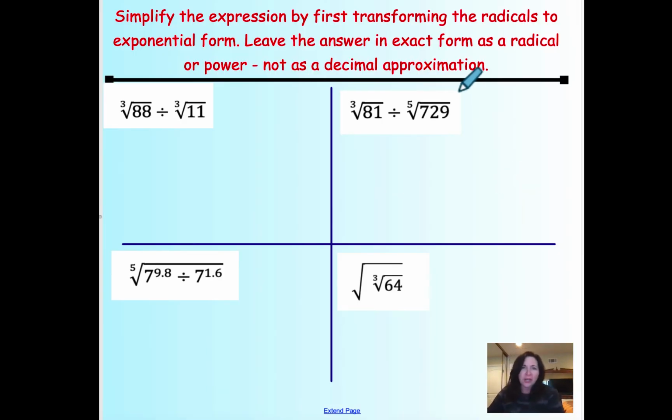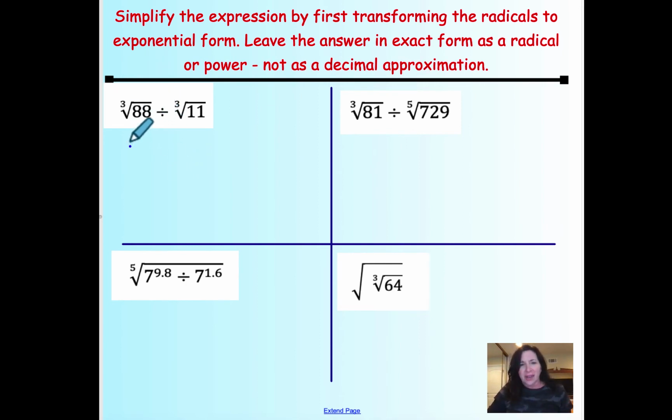For these ones here, this is simplify the expression by transforming the radicals to exponential form. Leave the answer in exact form as a radical or a power, but not as a decimal approximation. So they basically don't want you to use a calculator until they do. So we'll see.